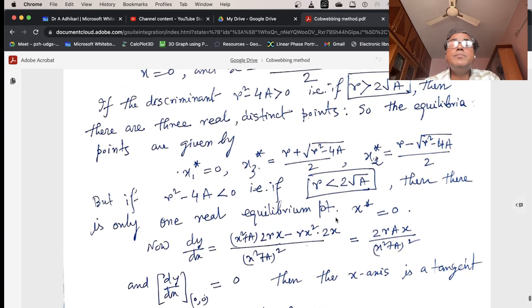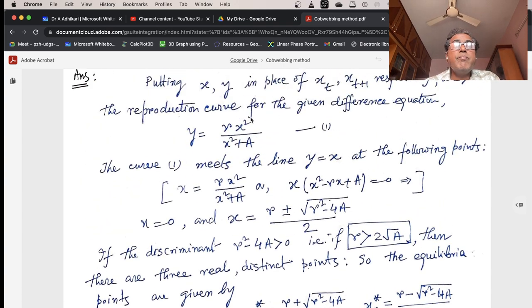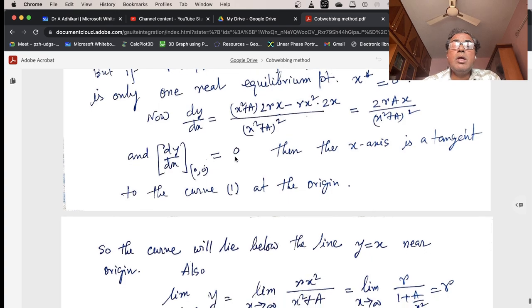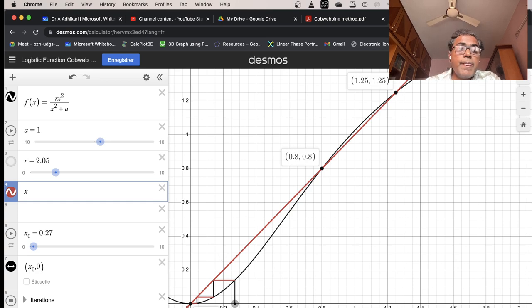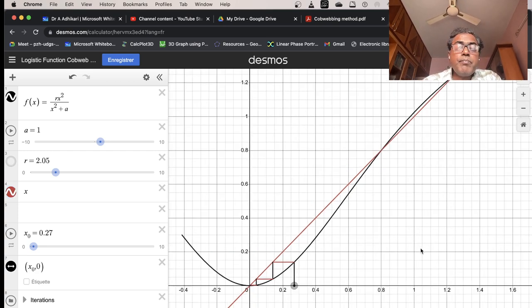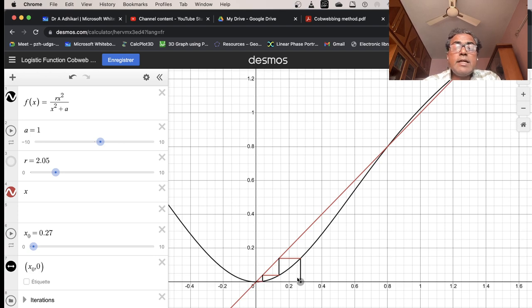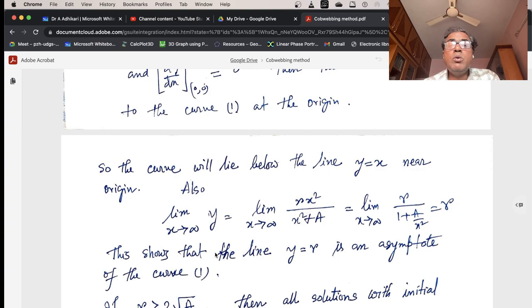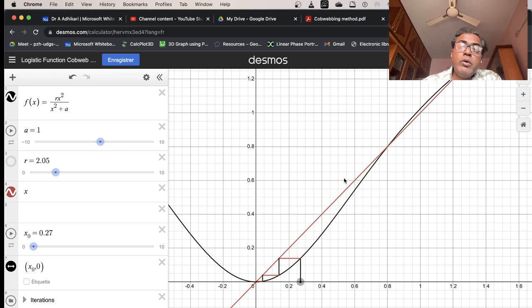Now we find dy/dx for y equal to this. If dy/dx at the point 0 is equal to 0, then the x axis is the tangent to the curve at the origin. So clearly from this figure, the x axis is the tangent to this curve, dy/dx equal to 0. So the curve will lie below the line y equal to x near the origin. This red line is y equal to x, and the curve lies below it near the origin.